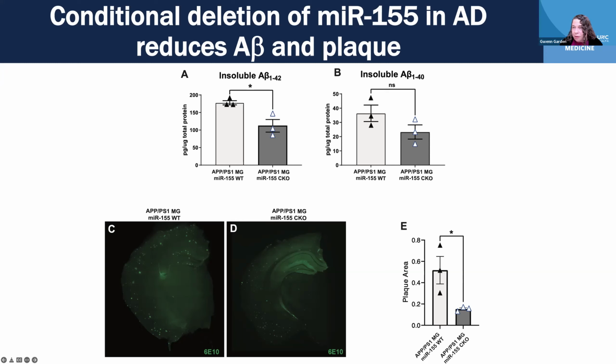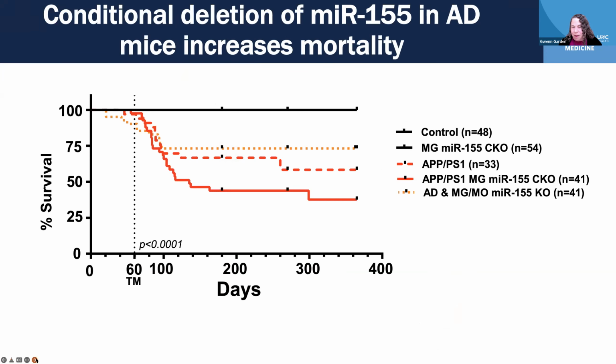So this was great. Our hypothesis turned out to be supported by the data, but we had a bit of a problem. And the problem was that the mice were dying, and they were dying even more than they typically die in the APPS1 mouse line. Now that mouse line does have more mortality than one would expect from an AD model. And several studies had shown that the main reason that these mice die is because of seizures.